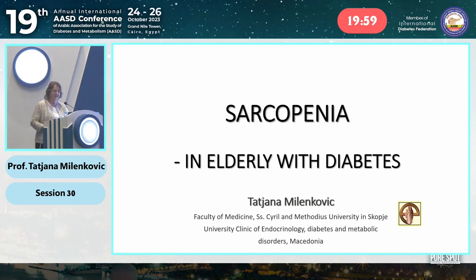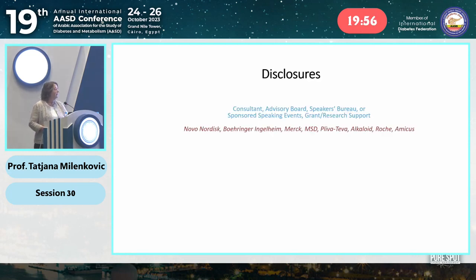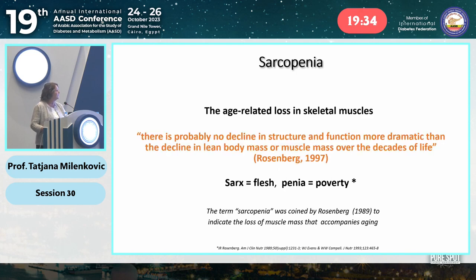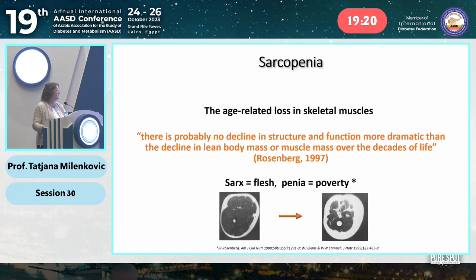Okay, now you can see my presentation. So if we start with the definition: it is the age-related loss in skeletal muscle, and the term comes from sarx, meaning flesh, and penia, meaning poverty, so reduced muscle mass. It is a relatively new term, since 1997. It was introduced by Rosenberg, and it indicates the loss of muscle mass during aging.